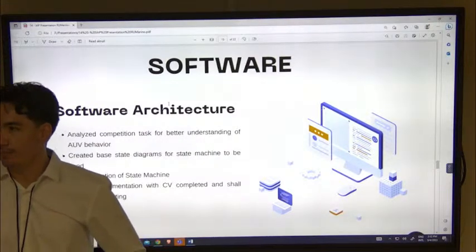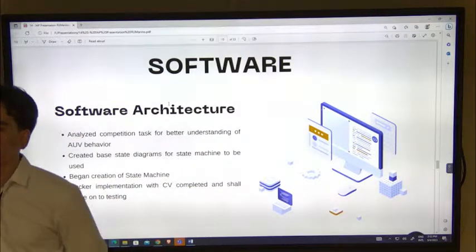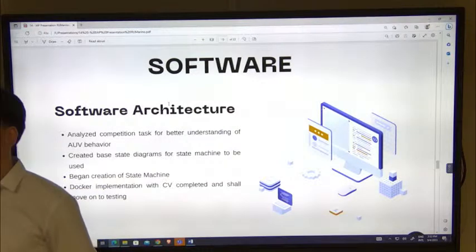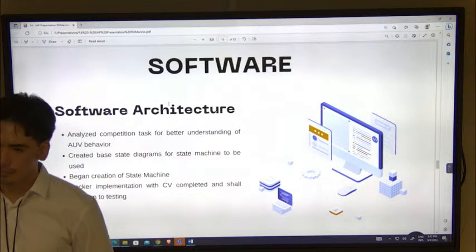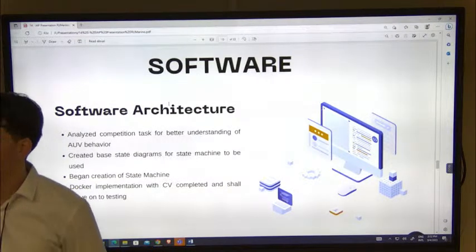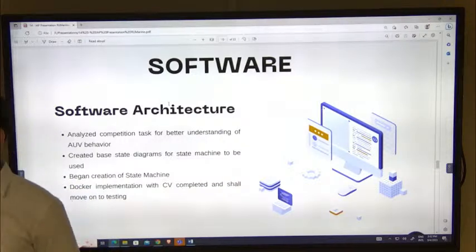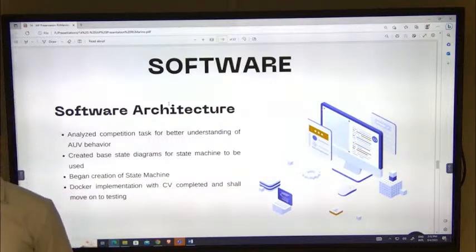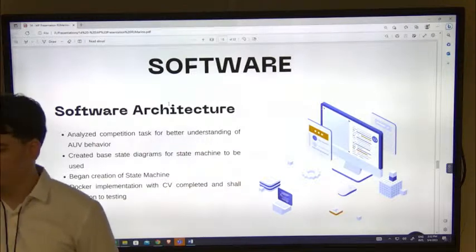So for software architecture, we've mostly been focused on two parts, which is setting up our state machine as well as setting up Docker to resolve our dependency issues. For our state machine, we've analyzed everything that we need to do, and we've started creating it in a way that can work for the competition. But for Docker, which is something that we've worked on more this semester, we've begun implementing the use of a Docker network in order to containerize our entire software stack, so that we can have much more agile software development as well as easier development environments, so that our users can set that up more easily.